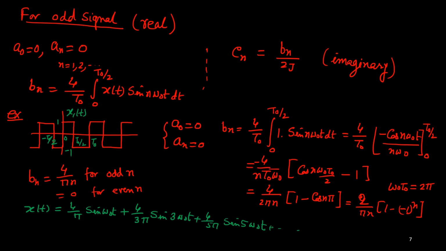Okay, and you see the bn we have got. So cn in complex exponential form will be bn upon 2j. If you do that, it is bn upon 2j, so it is 2 upon j pi n, right? So you see it is purely imaginary. So for any odd signal, a0 and an are all 0, and you only need to calculate bn and you will get cn simply.